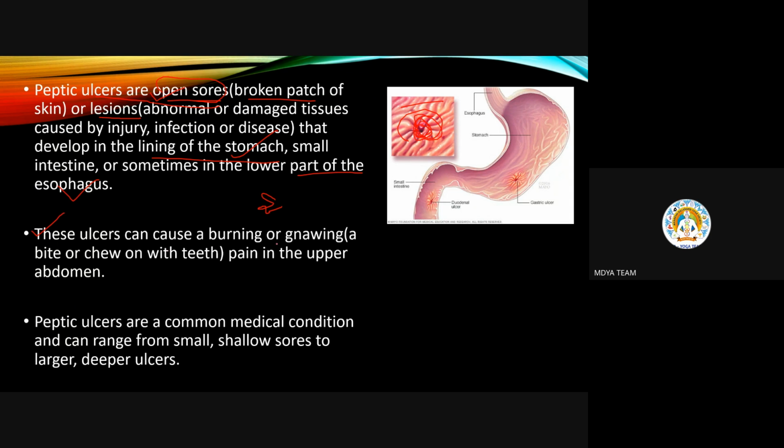These ulcers can cause a burning or gnawing pain in the upper abdomen. What is a gnawing pain? It is the pain you feel when someone bites or chews a part of your skin. Peptic ulcers are a common medical condition that can range from small, shallow sores to deep and larger sores. First it could be small and not so deep, and further it could become deeper as well as bigger.